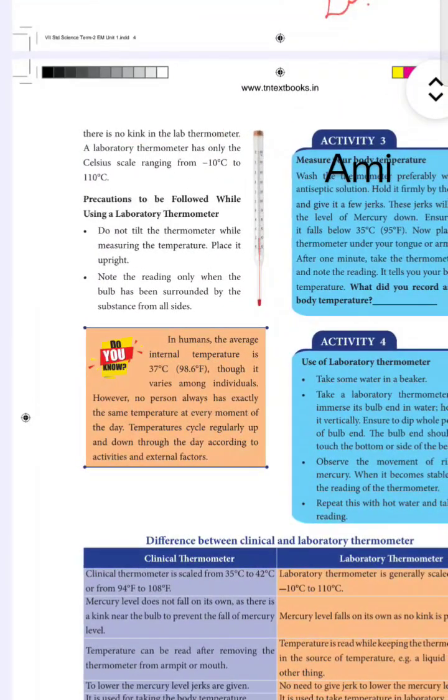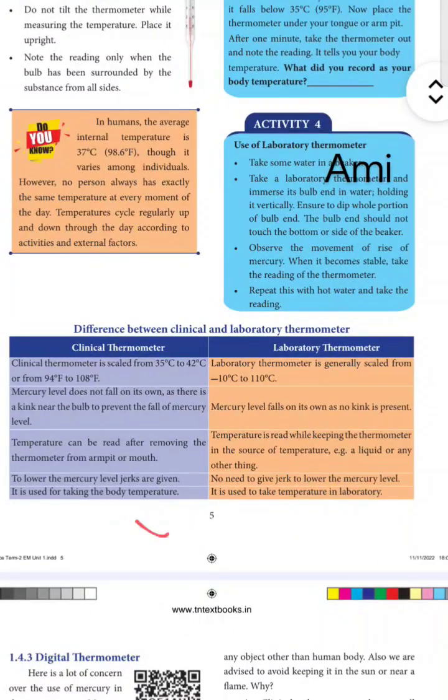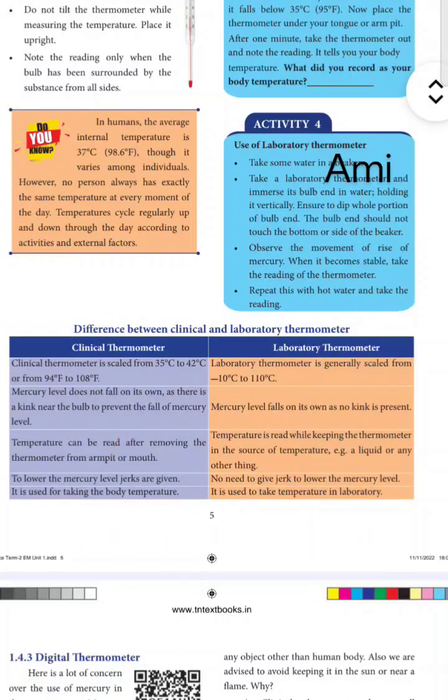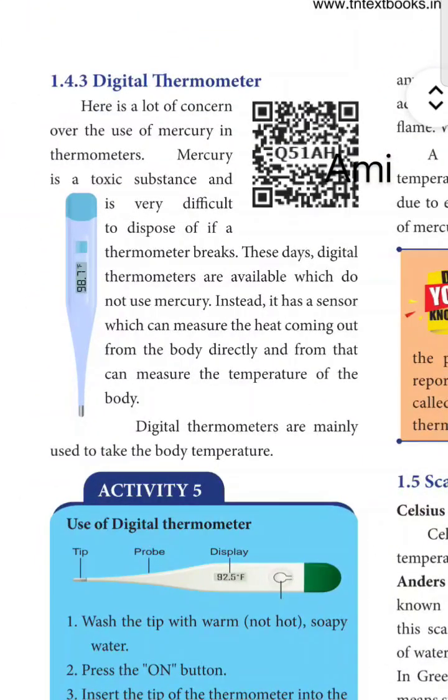Two activities have been given, and the difference has also been mentioned in a beautiful tabular column, where you can observe the temperature range is different, and here there is no kink, and here the kink is present. So you can read this tabular column to understand the difference between clinical and laboratory thermometers. The third category is the digital thermometer, which is an advanced form, right?